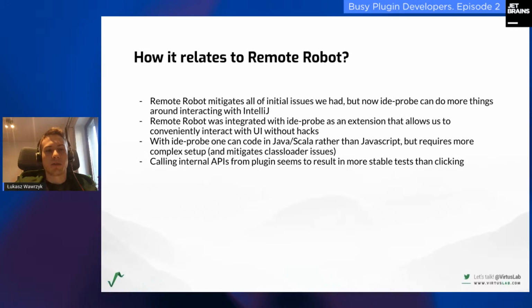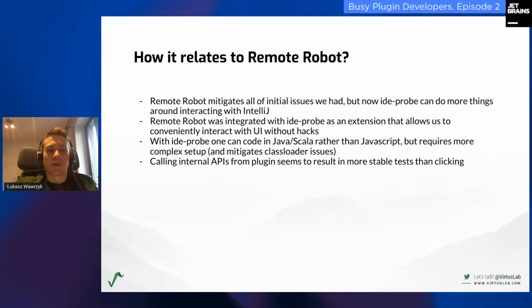This allows us to conveniently interact with UI without hacks, because Remote Robot allows us to click on certain buttons, and from inside IntelliJ API, it's not that easy. So it depends on the scenario. Sometimes it's easier to use Remote Robot. Sometimes you can use our API. So ide-probe adds this setup, installing IntelliJ, preparing everything, workspace, waiting, and things like that.